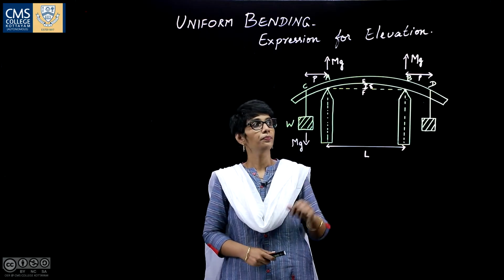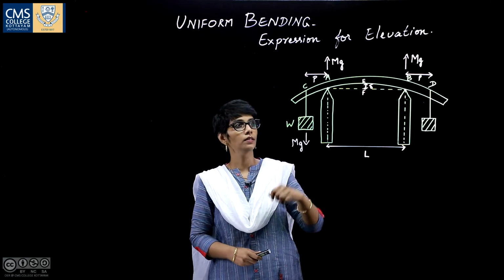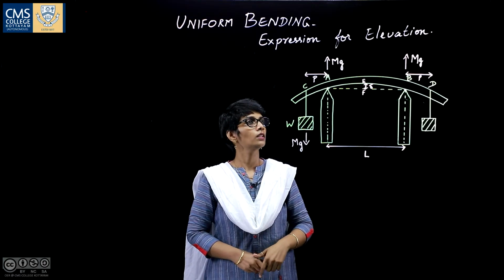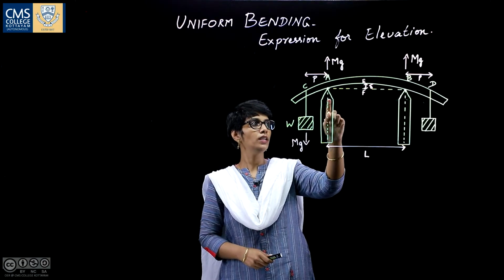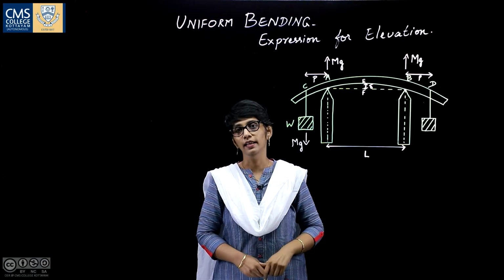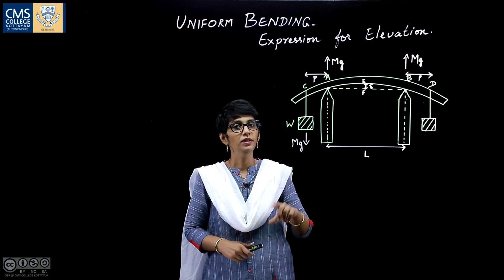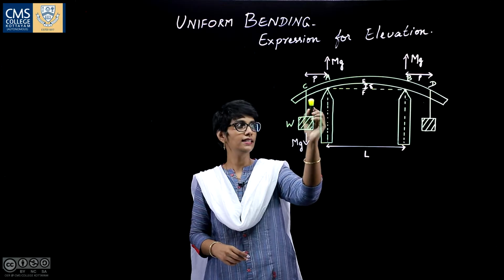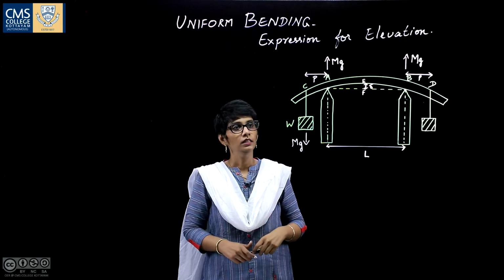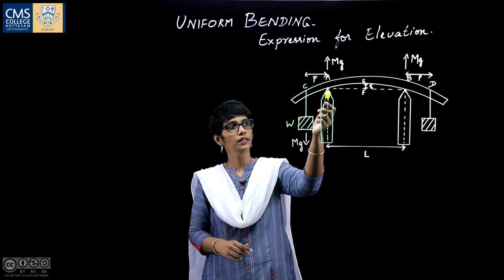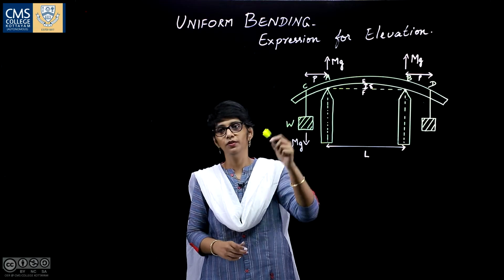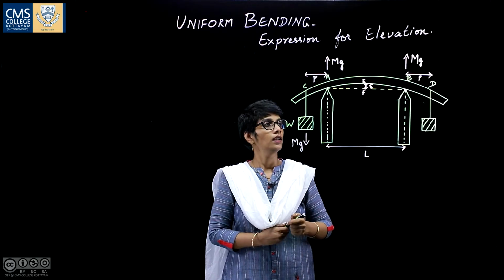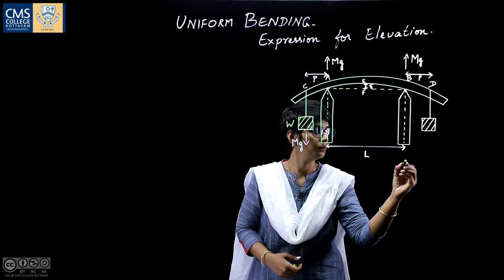Consider a beam which is supported on two knife edges A and B. The distance between the two knife edges is L. The beam is loaded with weight W at the points C and D. The loads are kept at an equal distance beyond the knife edges, that is CA equal to P, likewise BD is equal to P.